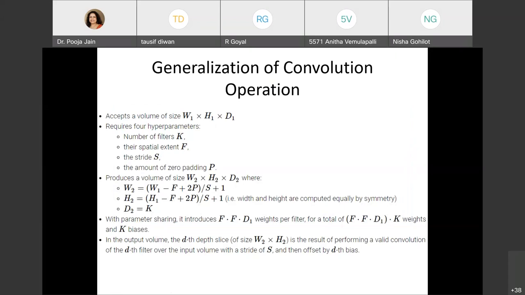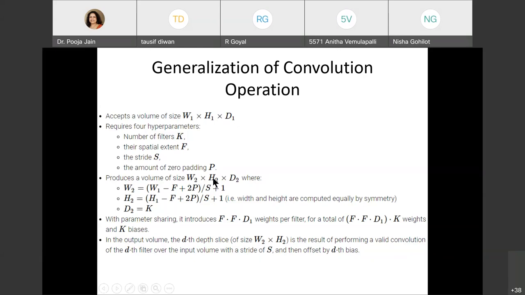The filter size is F cross F. The stride is equal to S, and the amount of zero padding is equal to P. Based on that, we calculate the output volume. The output volume is defined by W2, H2, and D2: the width, height, and depth of the output.